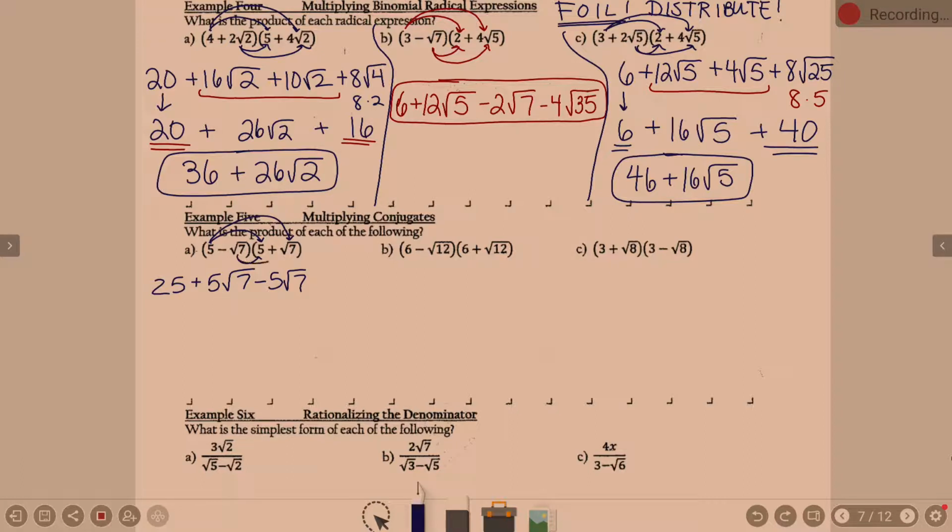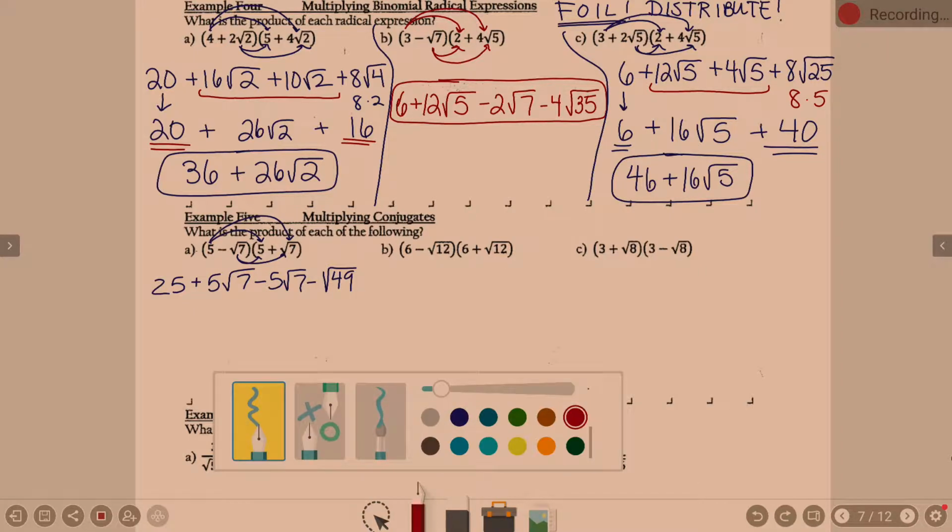And then negative square root of 7 times positive square root of 7. Not 0. Negative square root of 49. Okay? Negative square root of 49, if you will, because square root of 7 times square root of 7 is square root of 49. Can I continue? Yes, I can.